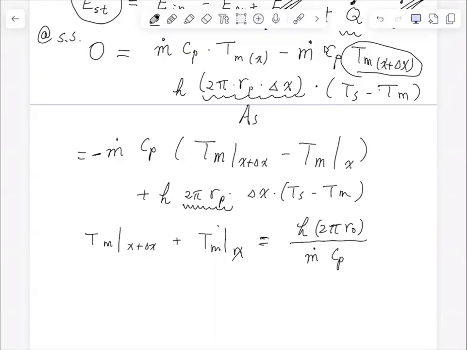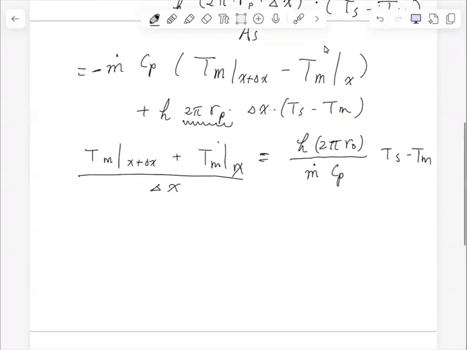That's moved from the left side of the equation. And then I have here Ts minus Tm. And then I have delta X. Delta X I moved to the left side. So you can see the left side of the equation now, by definition, is a derivative, basically the definition of derivative. So this actually becomes delta Tm over delta x, that equals to the right side of what it is.